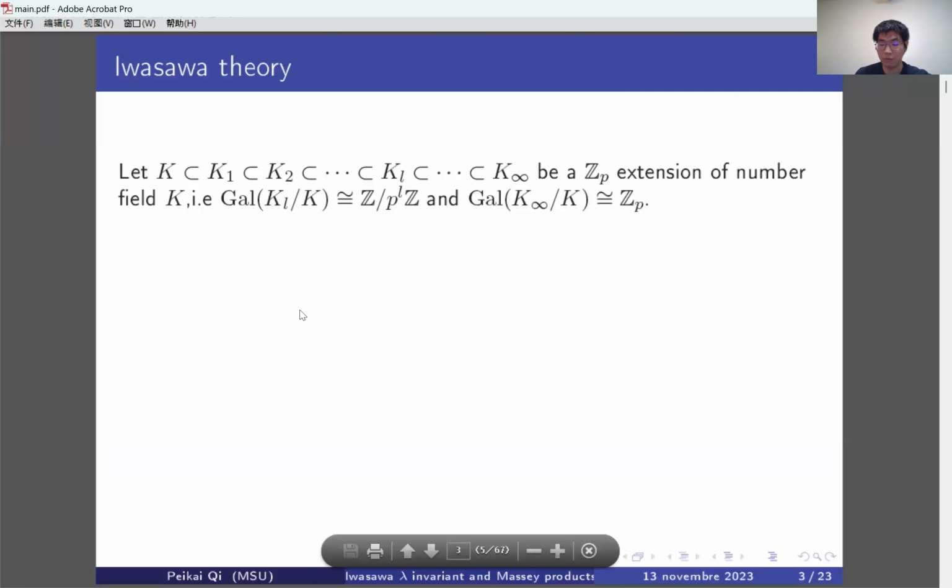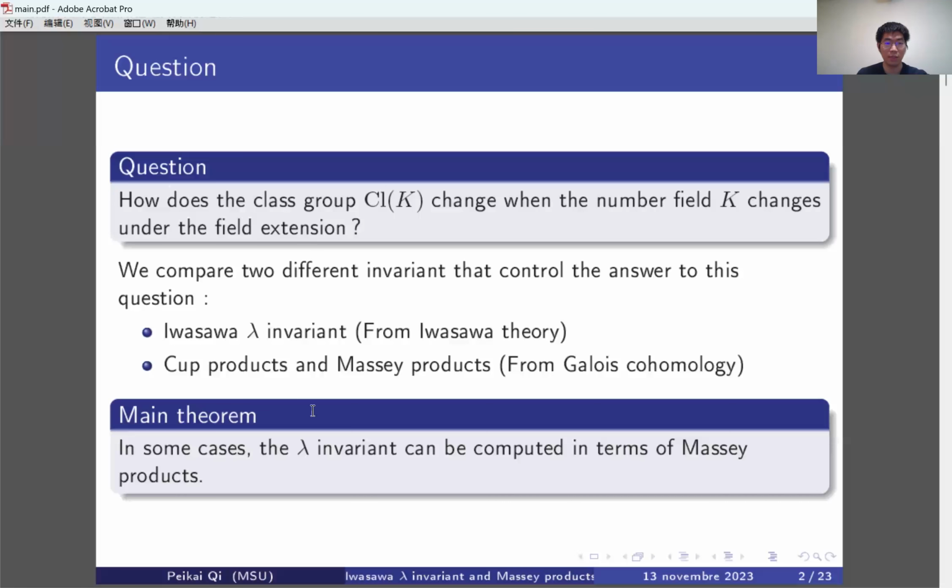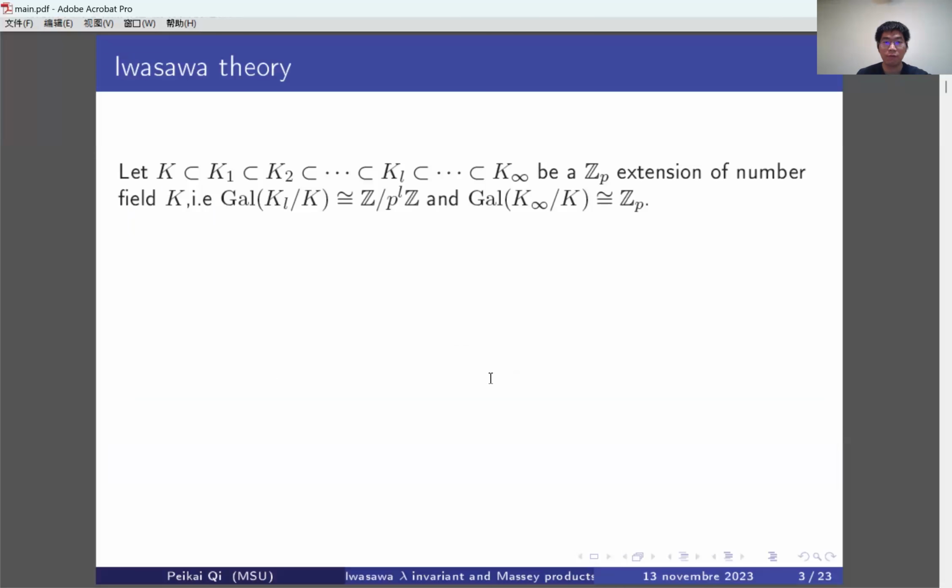So this is a rough version of my main theorem. First, this is just abstract nonsense. So I need to tell you what the Iwasawa lambda invariant is, and then what the Massey product is. This is the remaining part of my talk. So first, we define the Iwasawa lambda invariant.